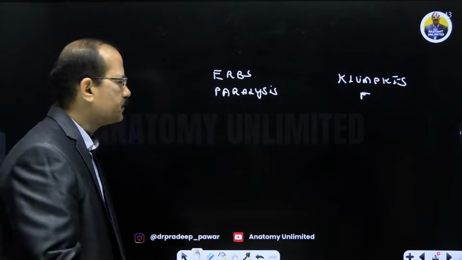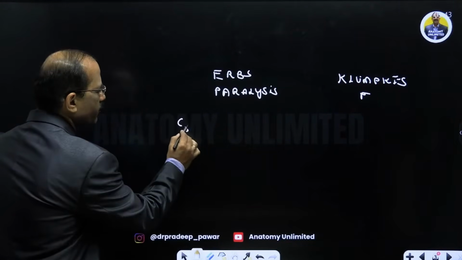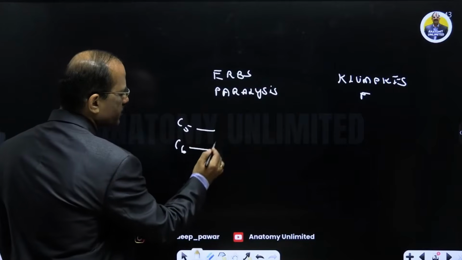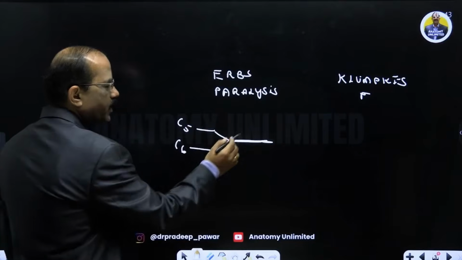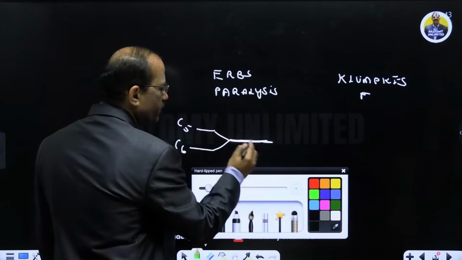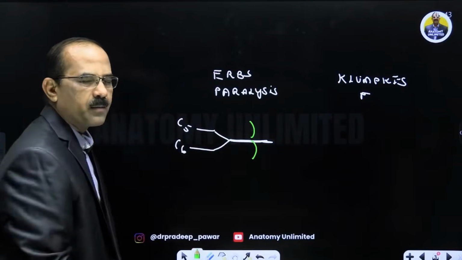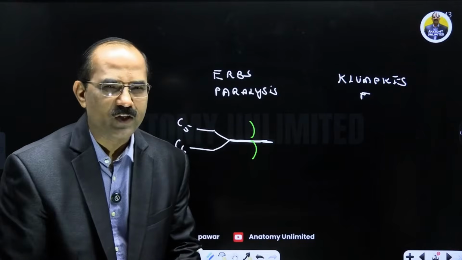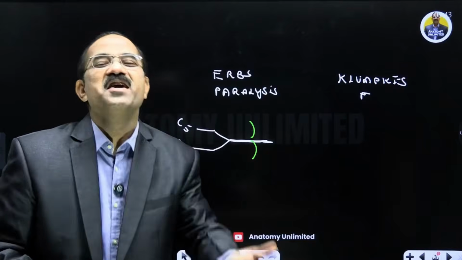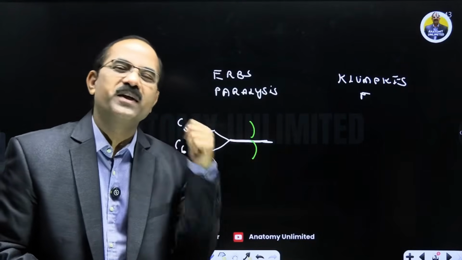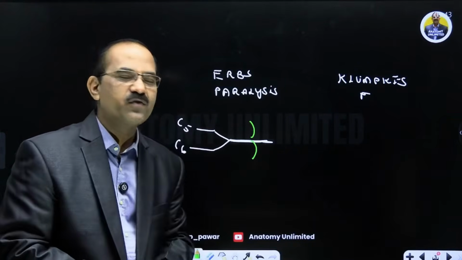Basic difference क्या है? Basic difference, look, this is C5 C6 roots. What is this? Upper trunk. याद है upper trunk से there are two nerves which arise here, the suprascapular and the nerve to subclavius, right? Upper trunk of brachial plexus आपको पता है ना अच्छे से. From the upper trunk, two nerves arise. One is the suprascapular nerve, the other one is nerve to subclavius.